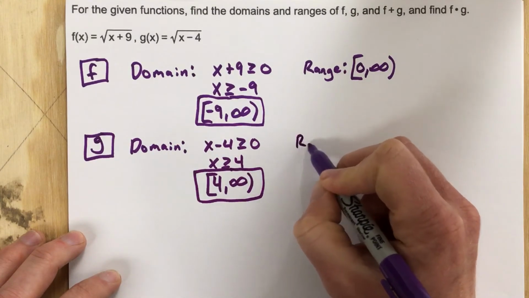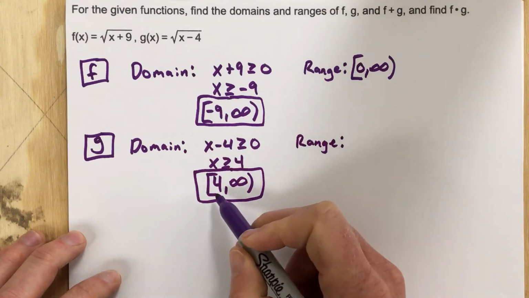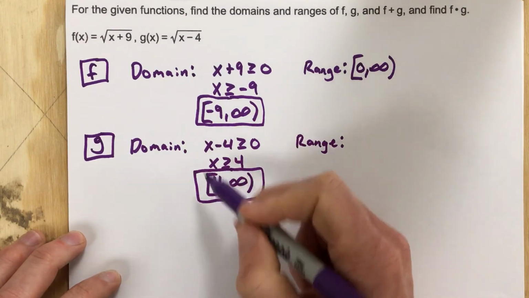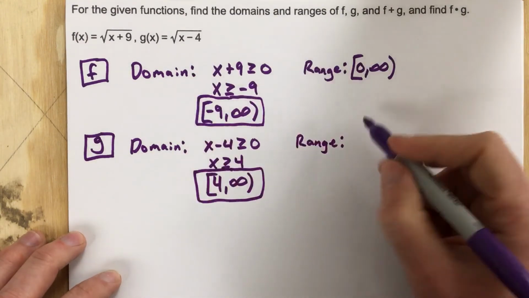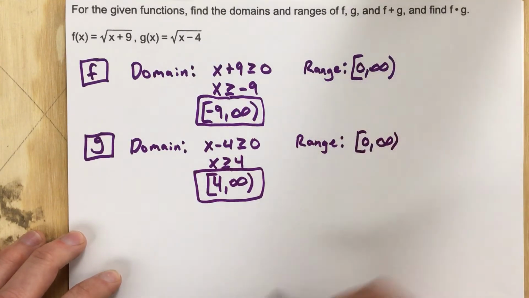What's the range for the function? Well, the range of this function is also going to be 0 to infinity, just like the one above, because when I plug in 4, I get 4 minus 4, which is 0. So I get 0 to infinity for a range as well.